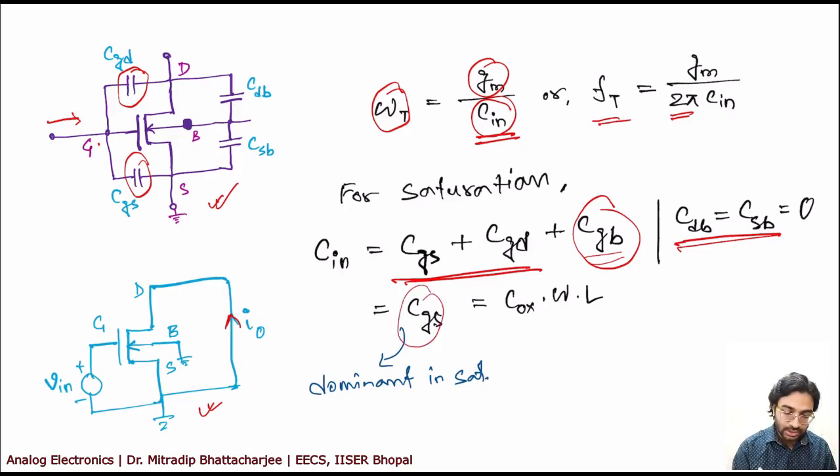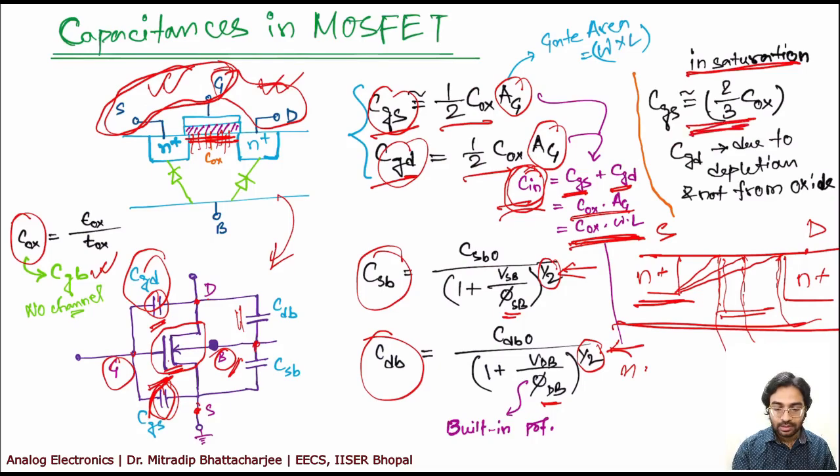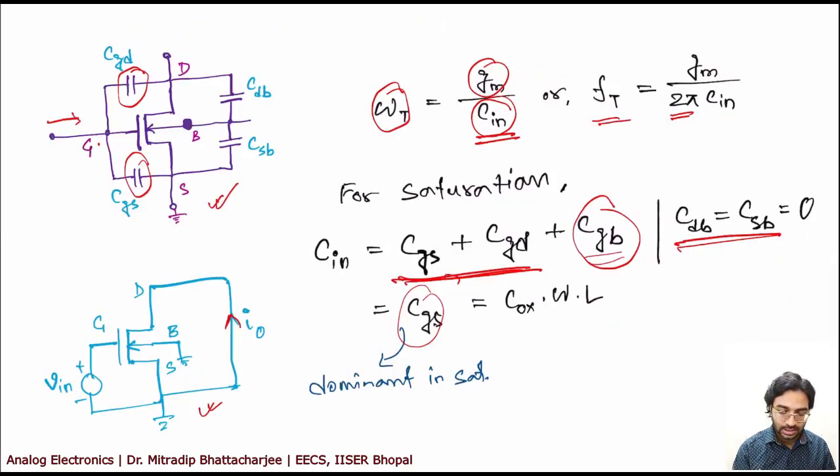Now in saturation region, I just said here that your CGS will be dominating. However, the total input capacitance can be taken as Cox into WL. That's why I just considered here CGS, and the total capacitance is Cox into WL, more or less. It should be 2/3, but however we just neglecting, because anyways there is a capacitance because of depletion layer formation, so it will also add to it. So as an approximation, we are saying that this value is Cox into WL.